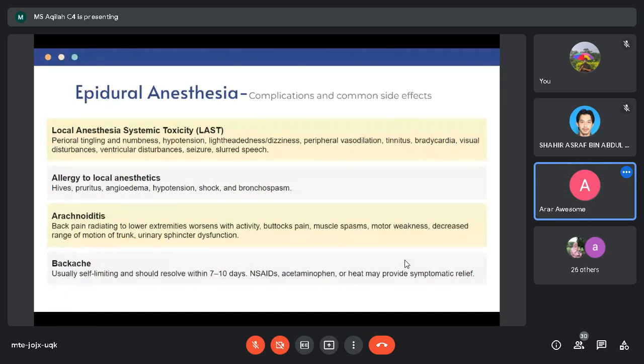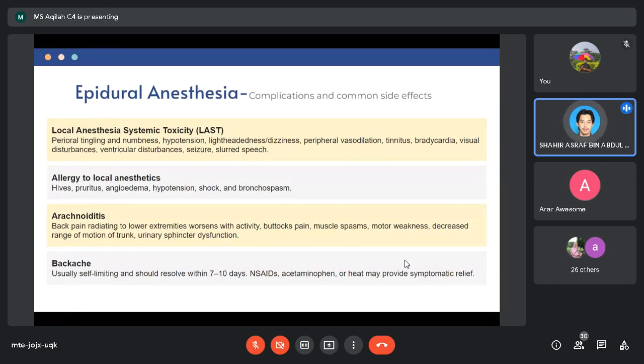Next. These are the complications and common side effects of epidural anesthesia. The first is local anesthetic systemic toxicity. It comes with symptoms like pruritus, leg numbness, hypertension, lightheadedness, dizziness, peripheral vasodilation, and some other symptoms. Allergy to local anesthetic. Just want to ask, what is the common side effect of epidural anesthesia?